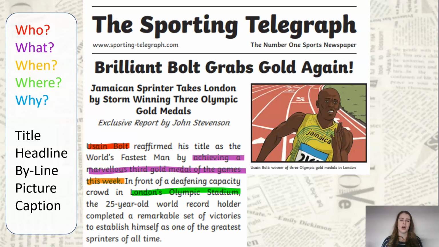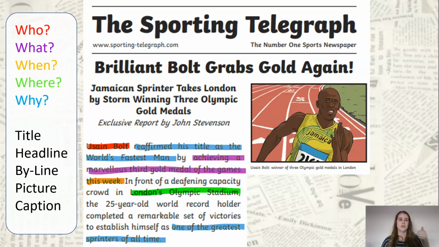Now, the why tends to be the hardest part to try and explain because we need to think, well, the why is the reason why we're getting people to read this newspaper report. So I've actually highlighted two things. The one point that we are trying to get across to the reader is that he's reaffirmed his title as the world's fastest man. Okay, but not only has he reaffirmed that title, he's kept that title and he's gone solid for it this time, but he managed to set himself so many victories that he's now one of the greatest sprinters of all time. Okay, so I've almost split my why apart there.